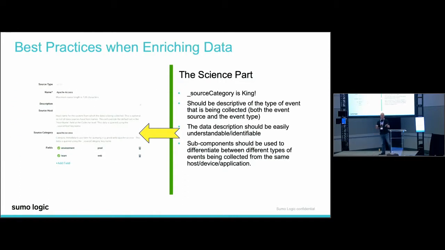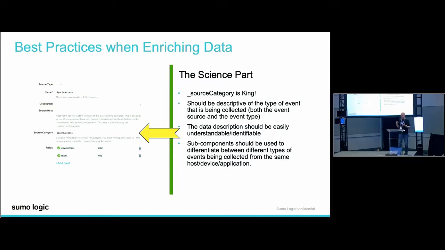So I said part art, part science. Let's talk about the science part. The science part is your source category, how you classify your data. And when I say science part, it's quite prescriptive. It should be clear what it is. Apache access, Windows events, Nginx errors.